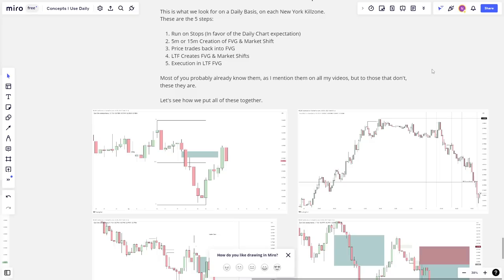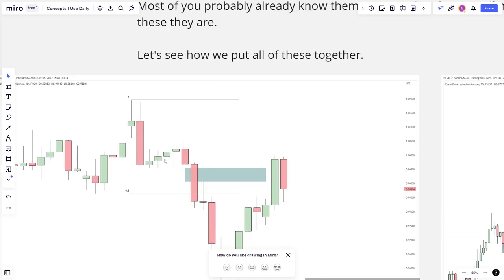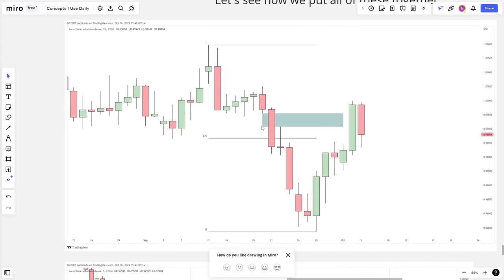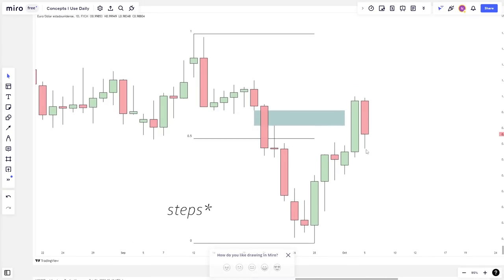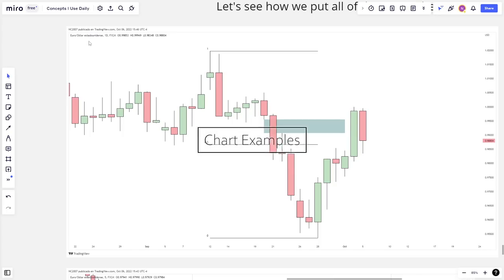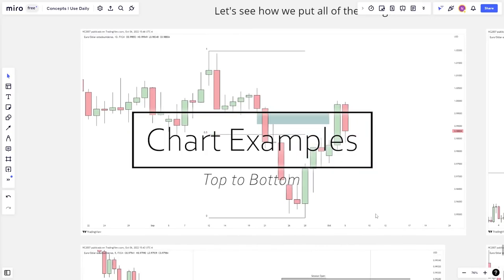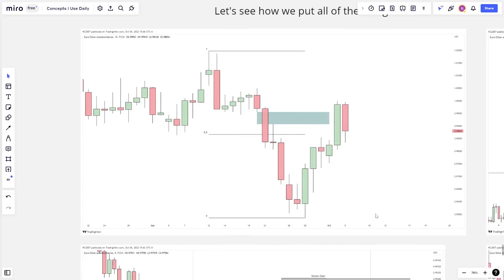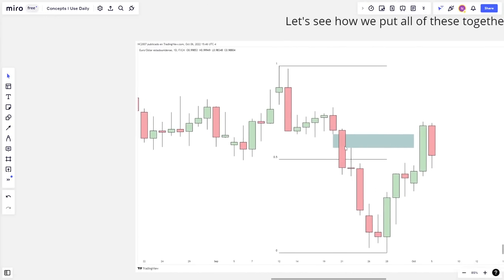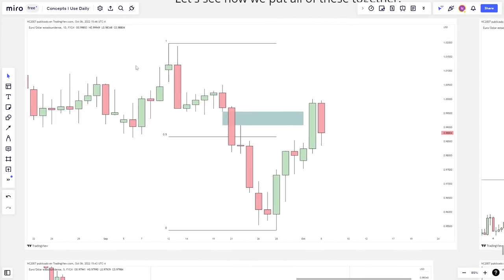And again, as most of you probably already know them, as I mentioned them in all of my videos, but for those that don't, these are the fair value gaps. So we're going to look at what the daily bias was for the trade that we're going to see, which is actually yesterday's trade, October 5th, Wednesday, and we'll show a couple of other examples later.